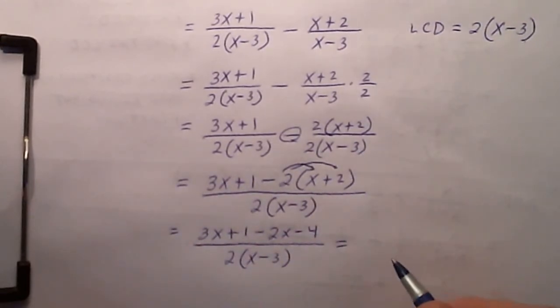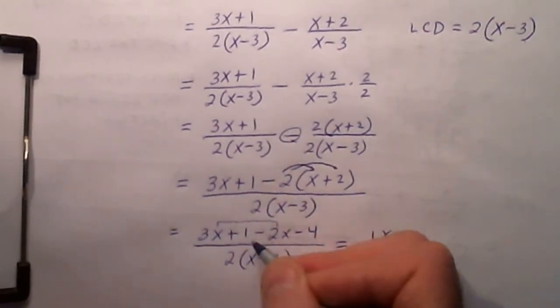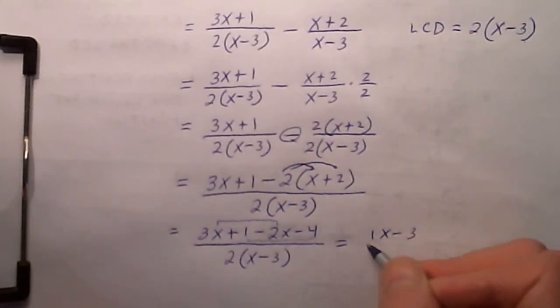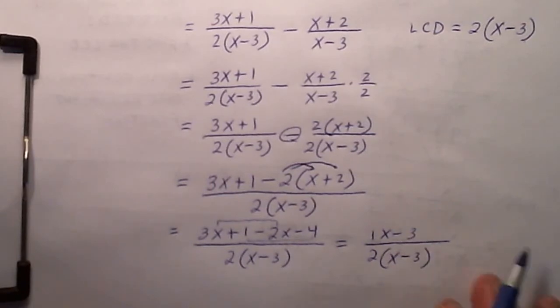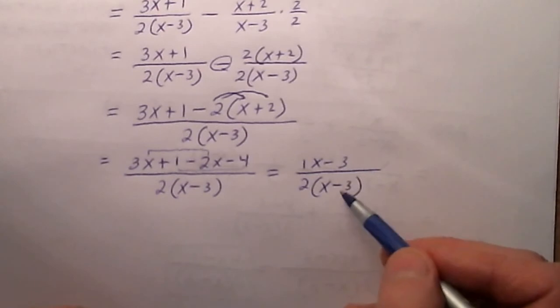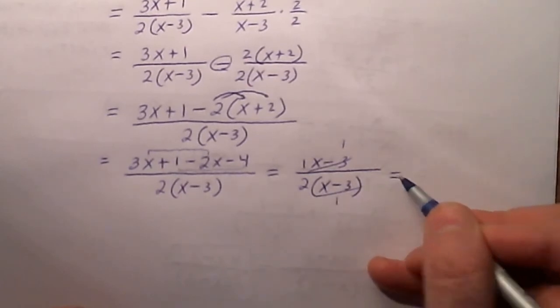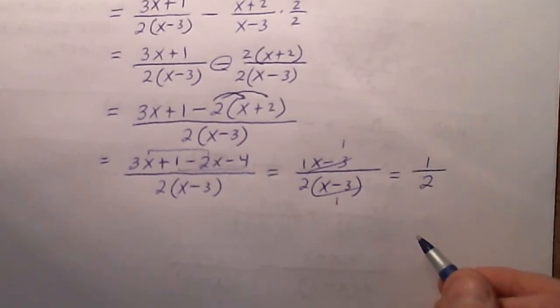Combining like terms up in the numerator, we have 3x subtract 2x is going to be 1x, and 1 minus 4 is minus 3. So this is how our numerator simplifies, and notice now, ladies and gentlemen, the last move here is we can reduce the x minus 3 in the numerator with the x minus 3 factor in the denominator. So they reduce out, and when we do so, we leave behind factors of 1. So our final answer is going to be 1/2.